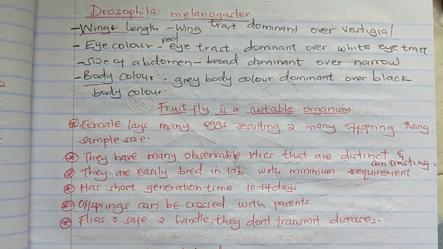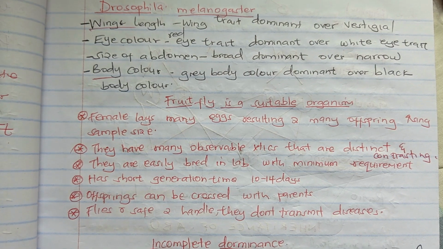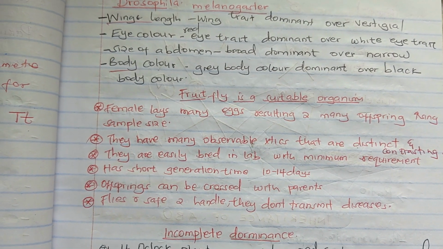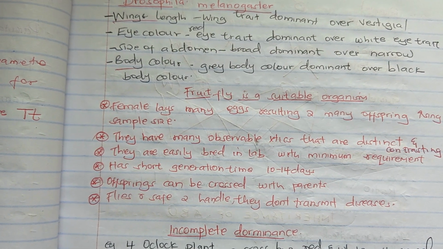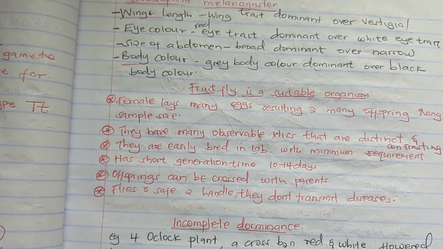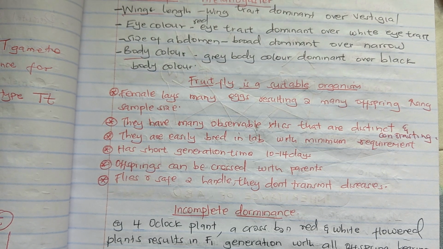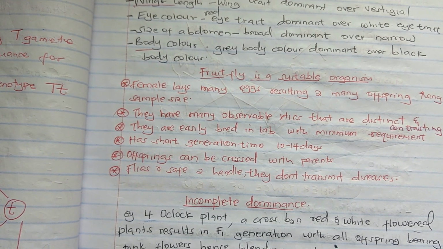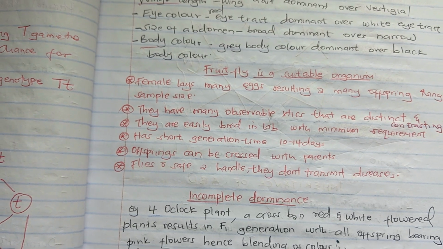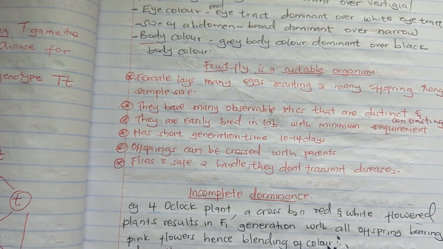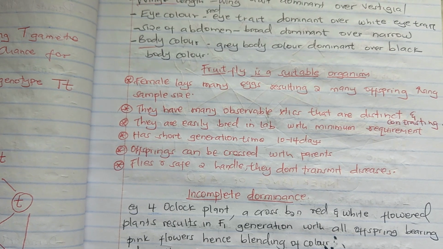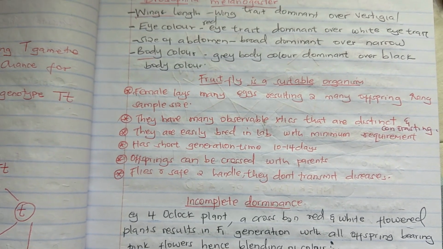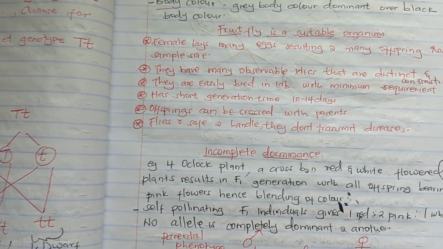Then the other one was using Drosophila melanogaster. These scientists used Drosophila because of its traits. Its wing length trait was dominant over vestigial wing. Its eye color, the red eye color, was dominant over the white. Size of the abdomen, broad abdomen, was dominant over narrow. Body color, gray, was dominant over black color. So he used Drosophila as a favorable organism.